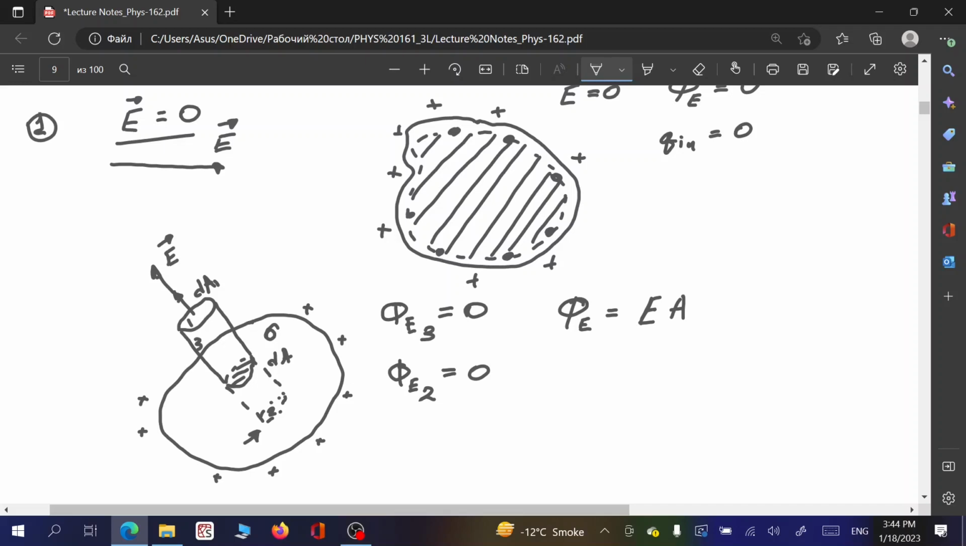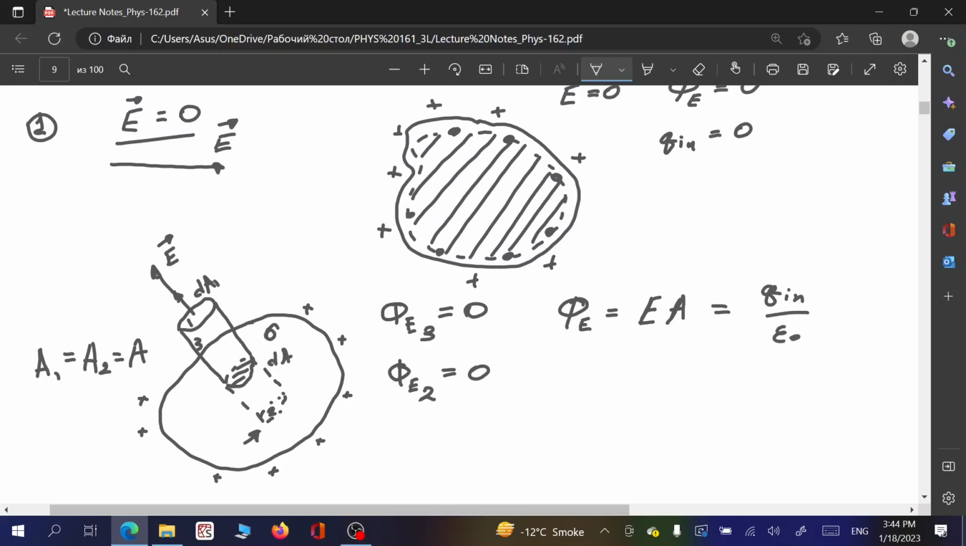So let's call it just A. So let's assume that A1 is A2 and this is equal to A. So here we consider only one side of the cylinder. So we have the product of electric field magnitude and area of this side of the cylinder. We don't need vectors because they are parallel. And that, according to Gauss' law, is Q internal divided by epsilon naught.